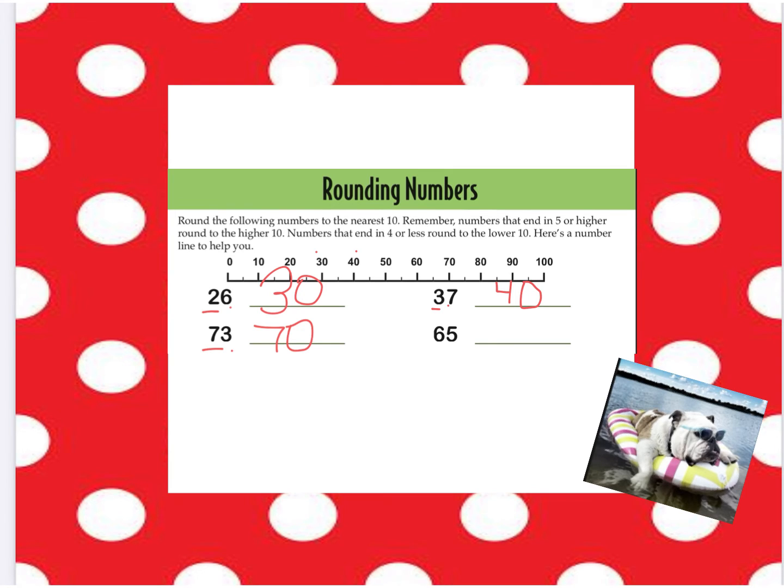And then take a look at 65. We're going to underline that digit, look next door, and it's 5 or greater. That's when that magical number 5 makes us go up to 70. Good job, friends.